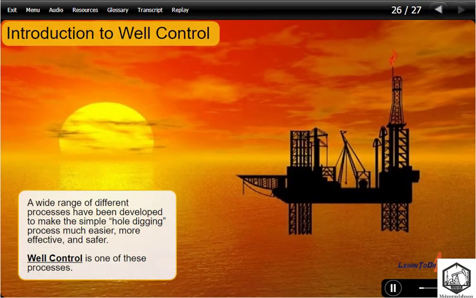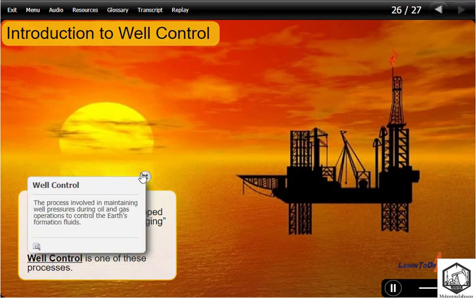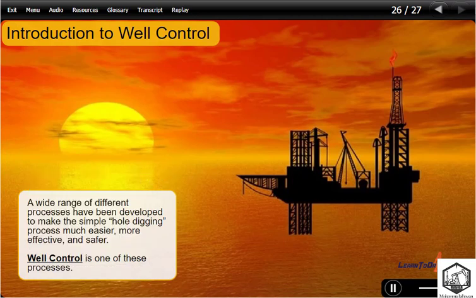A wide range of different processes have been developed to make the simple hole digging process much easier, more effective, and safer. Well control is one of these processes.